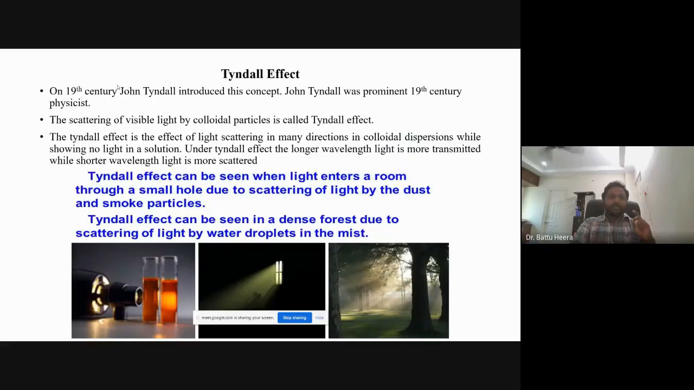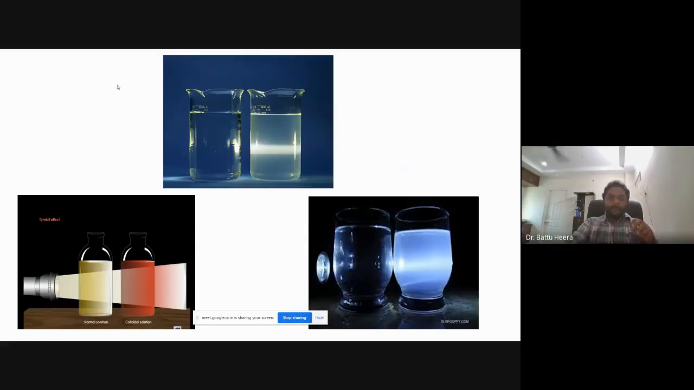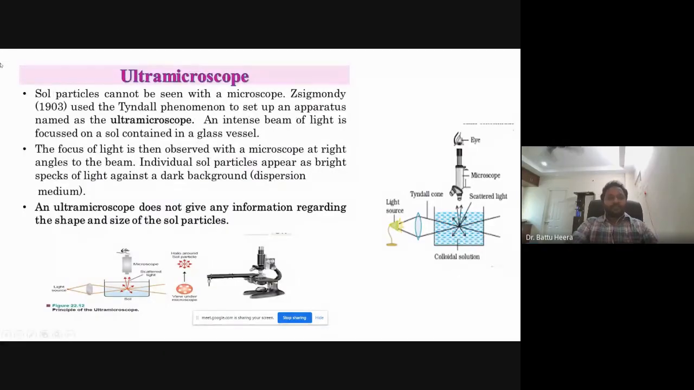Okay, now ultramicroscope. The particles cannot be seen with a microscope.